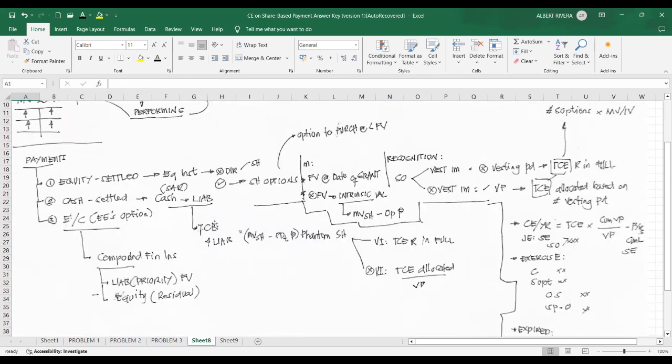So here, this is the equity settled. Sabi niya, in the absence of the fair value of the option at the date of grant, that's the time that you will be using the intrinsic value. Okay? In the absence of the fair value of the option at the date of grant, then use the intrinsic value. So the intrinsic value, that is the market value of the shares minus the option price.